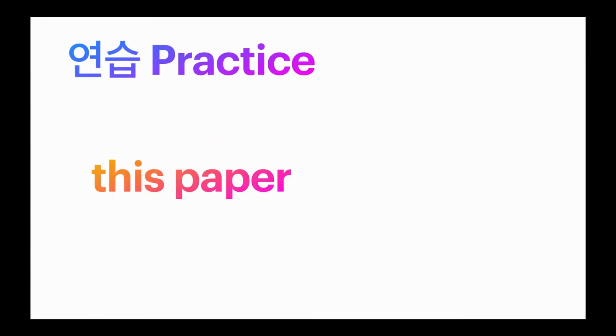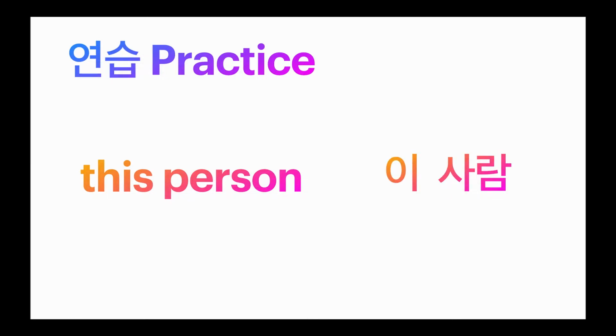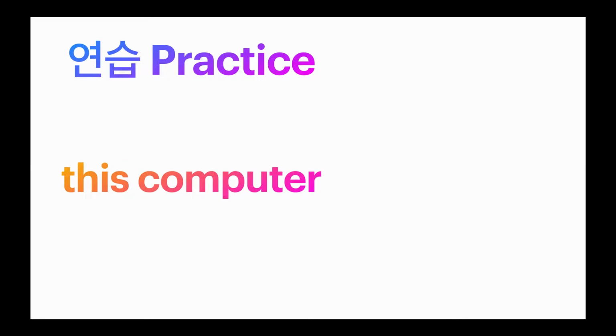This paper. 이 종이. Now it's hard to tell on screen right now, but there is definitely a space in between the words, so keep that in mind. Alright, how about this person? 이 사람. This computer. 이 컴퓨터.